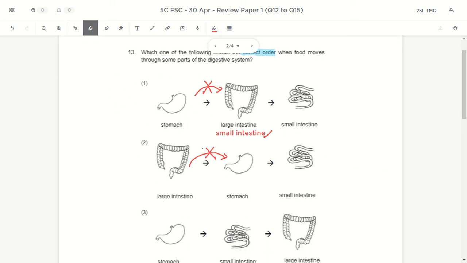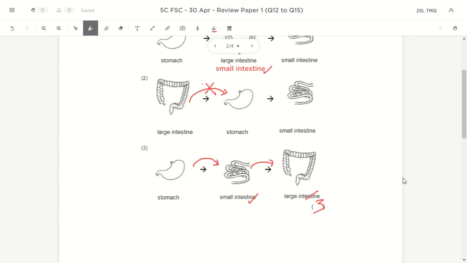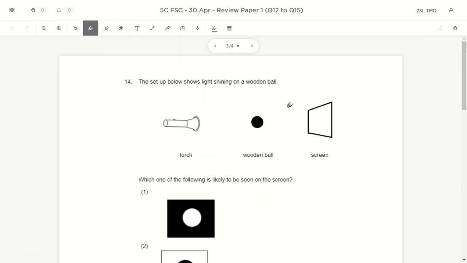So wrong. So the last one, after stomach is your small intestine, like what we said just now, correct? And after small intestine will be your large intestine, correct? So answer is 3. This is just the correct order of flow of food from one organ to the next. You start from the mouth, followed by the gullet, followed by the stomach, followed by small intestine, large intestine, and then after that out through your anus for the undigested food. So next page is question 14.